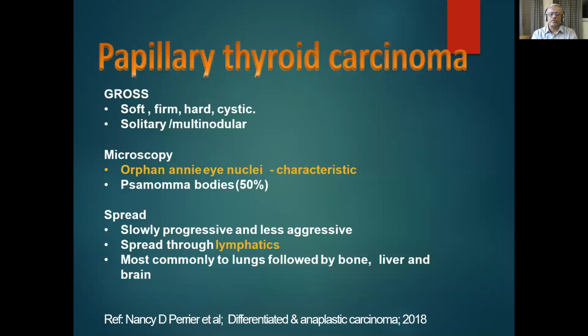Just go back one slide, Janani. You say the most common spread is through lymphatics, and then you say it most commonly spreads to lungs, followed by bone, liver, and brain. That would be incorrect, isn't it? Yes, sir. Spread is first to the lymphatics. It will go to the lymph nodes first. If you're looking at distant metastasis, you should take away the words most commonly. The distant metastases are in that order, to lungs, then bone. But the disease per se, the most common spread is to the regional lymph nodes. Yes, correct. Go on.